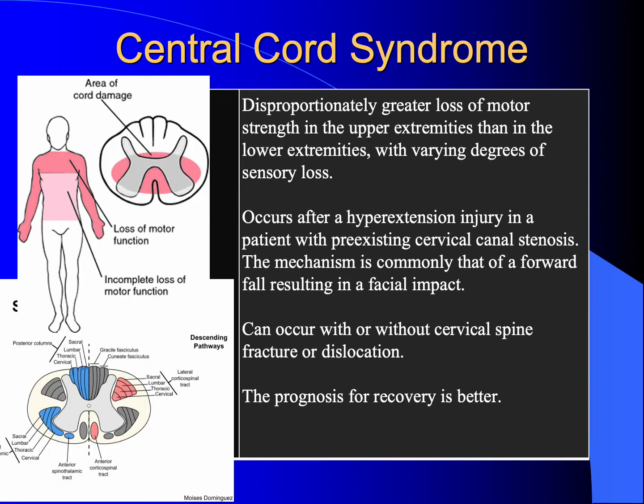Central cord syndrome is one of the examples of incomplete spinal cord injury that commonly occurs. This typically occurs after hyperextension injury, for example, falling forward with face up, resulting in compression and contusion of the spinal cord. This can occur with or without cervical spine fracture or dislocation. Signs and symptoms of central cord syndrome include disproportionate loss of motor function over the upper limb compared to the lower limb, with varying degrees of sensory loss. Prognosis for recovery in central cord syndrome is generally good.